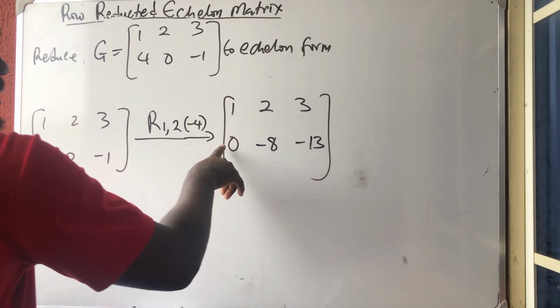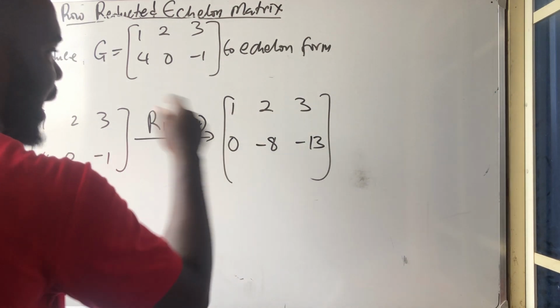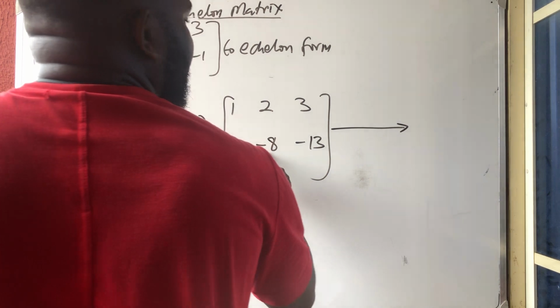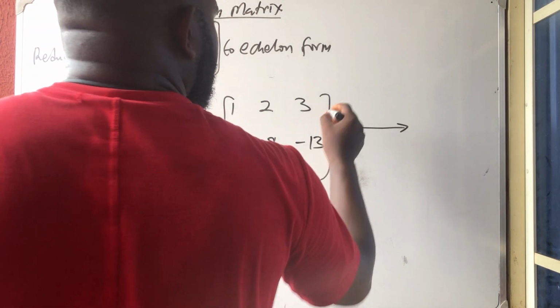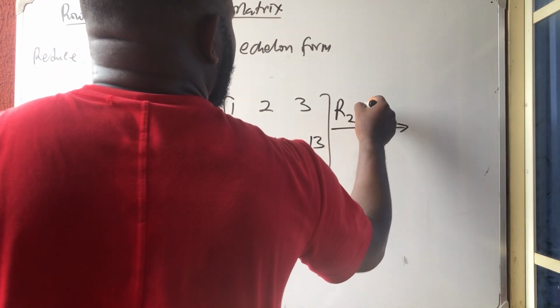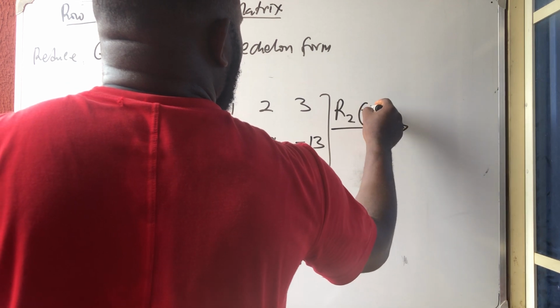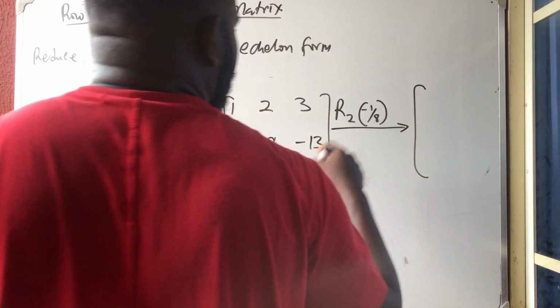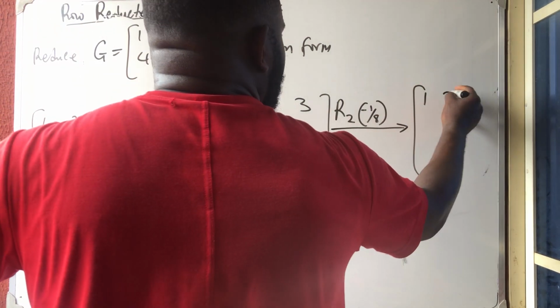So the next thing is that the leading entry here will be what? 1. And how do we get 1 here? We will get 1 here by dividing this by minus 8. So we say row 2 should be multiplied by what? Minus 1 over 8. And that is how to divide. I told you that.